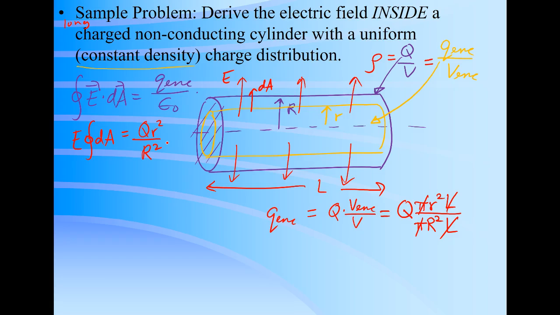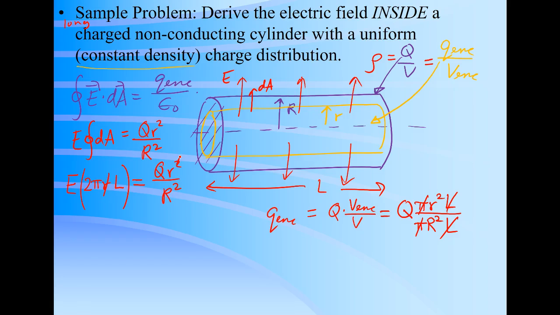And so then on the left side, E times the integral of dA is just going to be equal to E times 2 pi little r L. Now why is it 2 pi little r L? Because the surface area of this Gaussian cylinder is 2 pi r L. And that's going to be equal to Q r squared over big R squared.